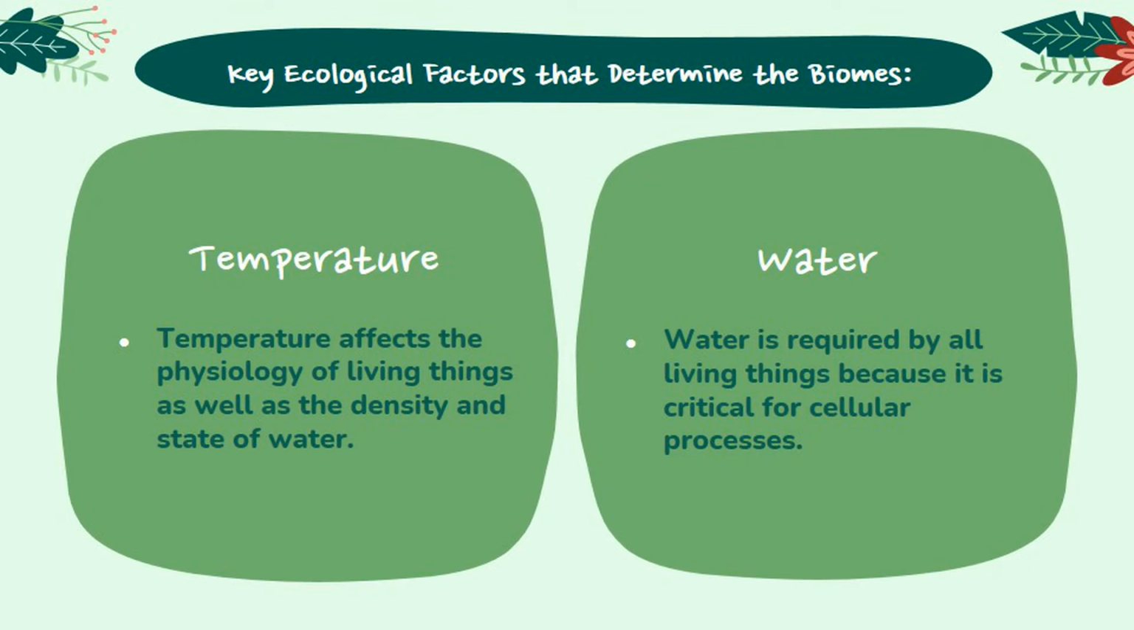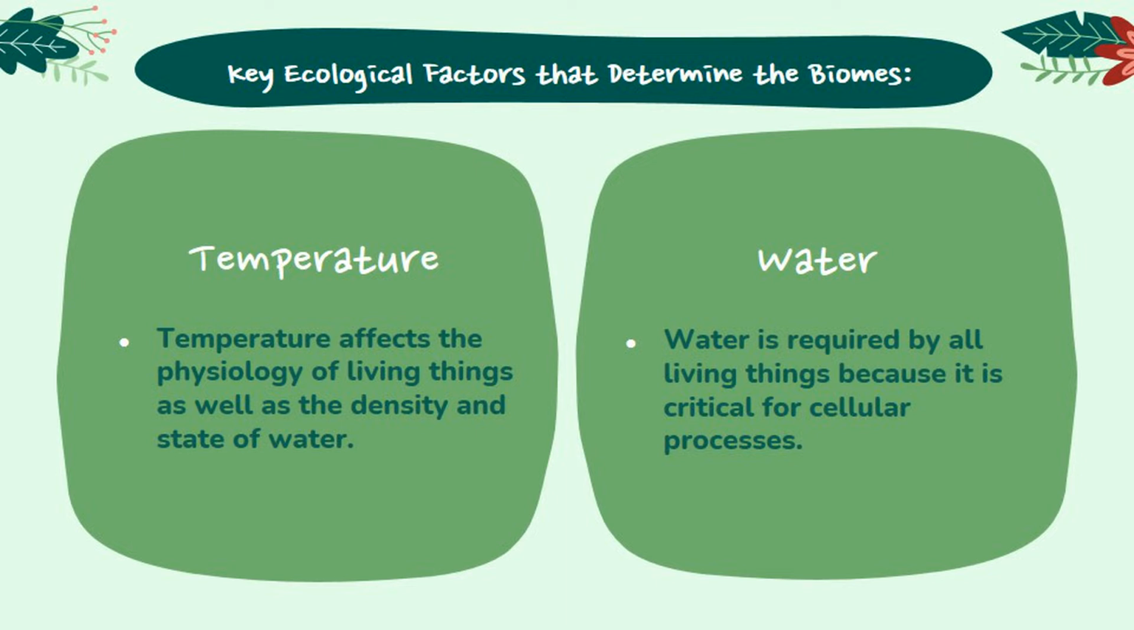Temperature and water are important abiotic factors that affect species distribution. Temperature affects the physiology of living things as well as the density and state of water. It exerts an important influence on living organisms because few can survive at temperatures below 0 degrees Celsius due to metabolic constraints. It is also rare for them to survive at temperatures exceeding 45 degrees Celsius. This is a reflection of evolutionary response to typical temperatures.